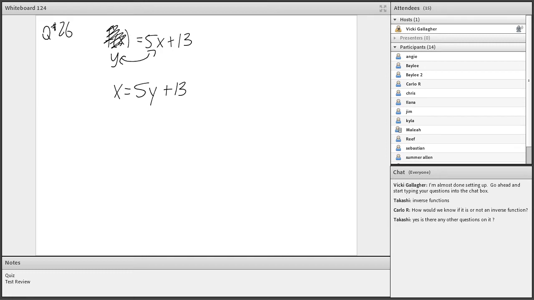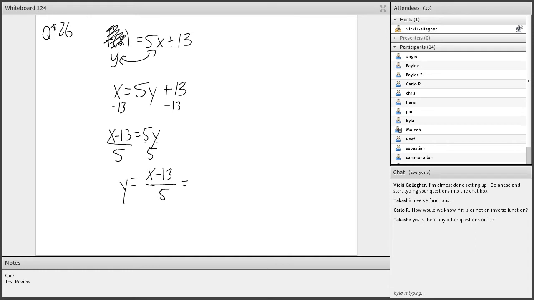And then you do need to keep going after that. You don't just flip the letters. You need to get the letter y by itself. So I'm going to solve for y. I'm going to minus the 13. And then I'm going to divide by 5. You can do a really big fraction. So if you do a really big fraction, it would be x minus 13 over 5, big fraction.